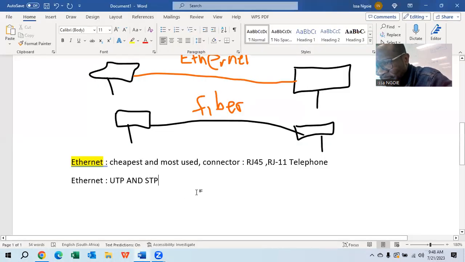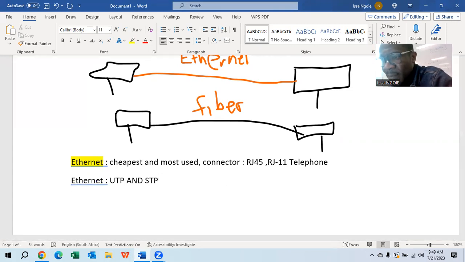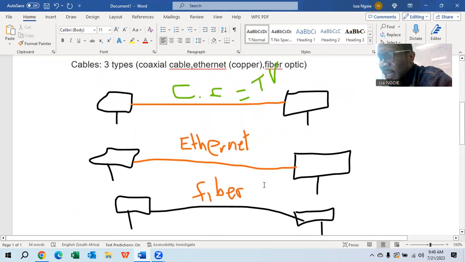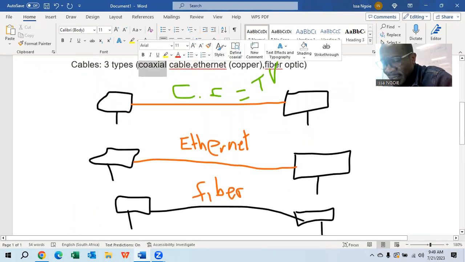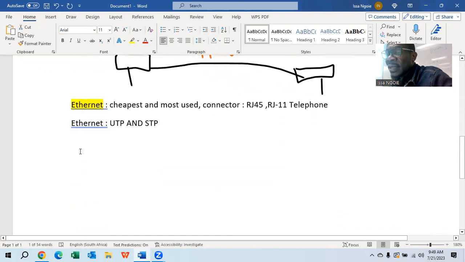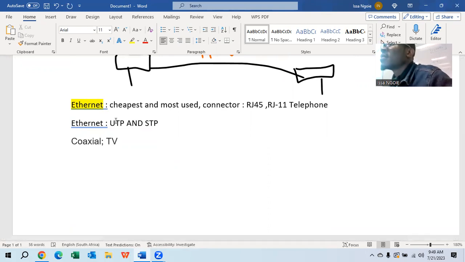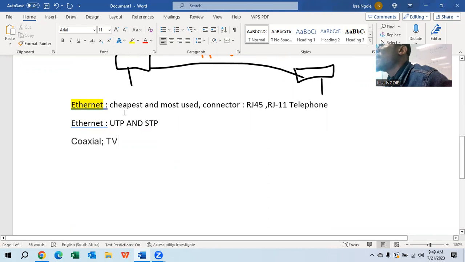Now, make sure to remember, U means unshielded, it's unprotected. The S means shielded. There is extra protection, right? What else can I talk about this Ethernet? I think we spoke about what is very important for the Ethernet. The coaxial cable, we won't talk about it because there are not many questions on it. But remember, we only use it for TVs, right?